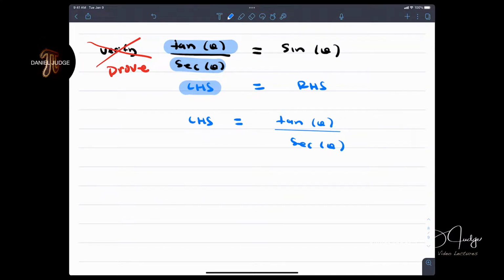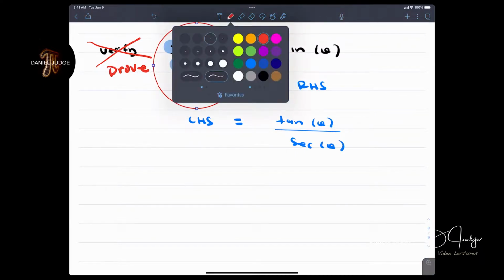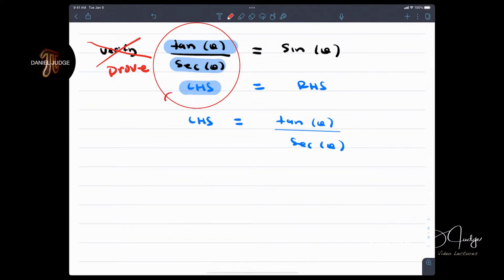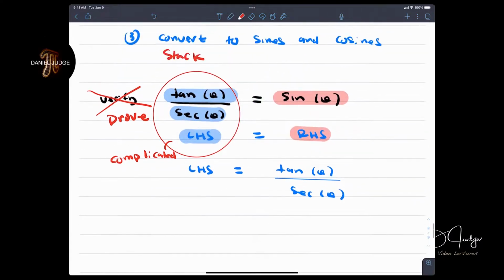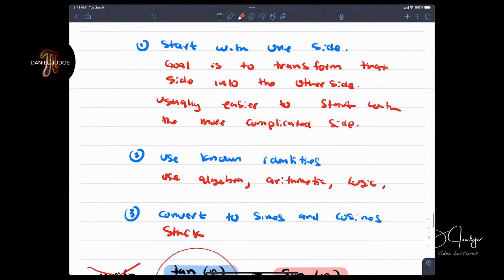And I'm going to suggest, isn't that the more complicated side? I would say so. It's more complicated because it has a quotient. And on the other side, the right-hand side just happens to be a single trig function. So this is what they're saying here in the guideline. They're saying for you to start with one side. The goal is to transform that side into the other side.